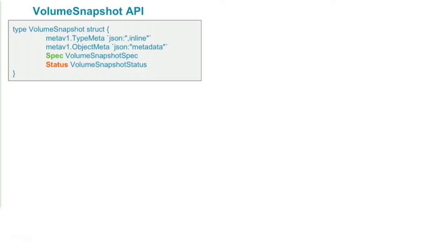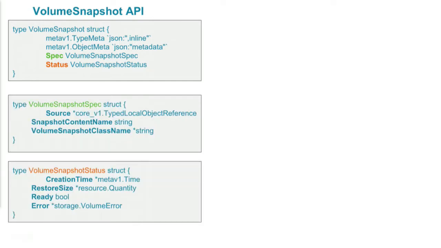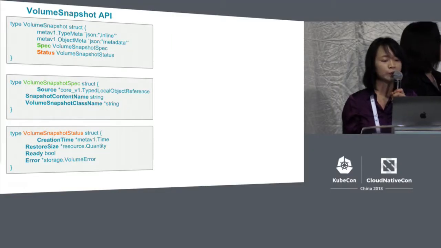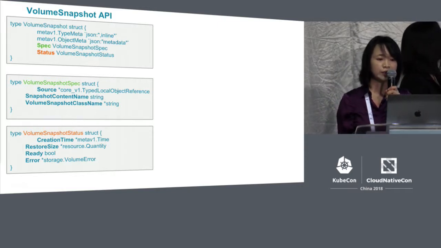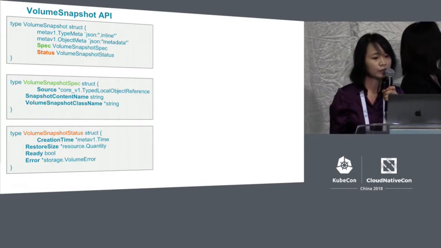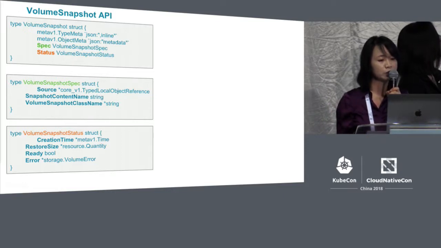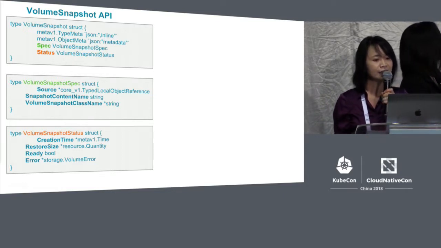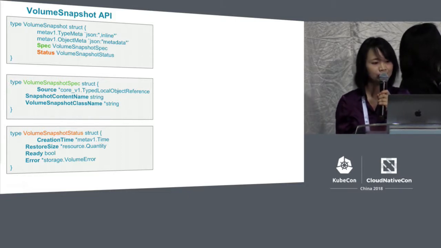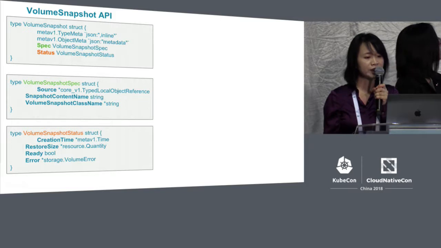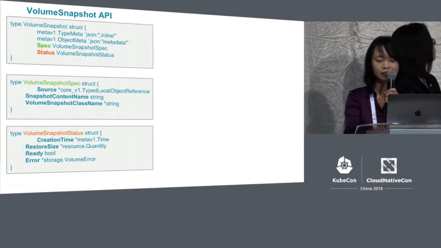So this is the volume snapshot API object in Kubernetes. We have a spec and status. A spec describes the desired characteristics you want to have in the volume snapshot, and the status describes the actual state of the volume snapshot. In the spec, we have the source, which is the PVC, and we also have the snapshot content name and the snapshot class name. And in the status, we have the creation timestamp, the restore size, and the ready.